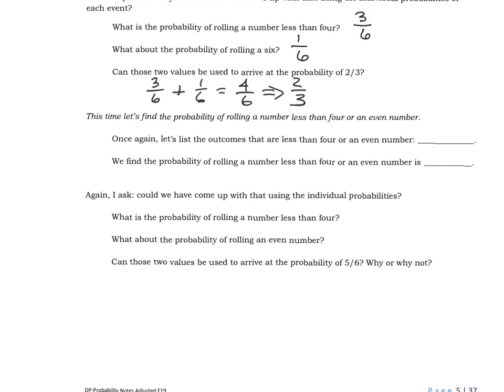It says this time let's find the probability of rolling a number less than 4 or an even number. Okay, once again, let's list the outcomes that are less than 4 or an even number. So less than 4: 1, 2, and 3. Even number, I already have the 2. Okay, so then I don't need to list the 2 again. So 4 and 6; 2, 4, and 6 are even. So if I may, let me just write these individually. We had 1, 2, 3 for the less than 4, and 2, 4, and 6.